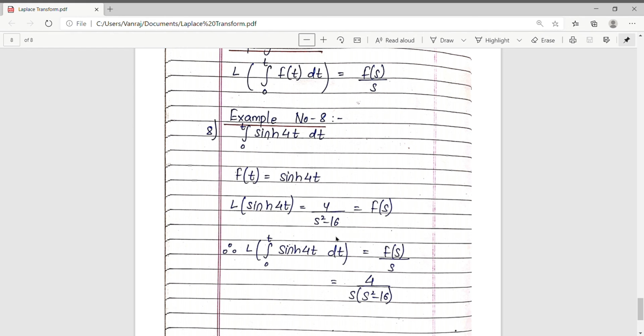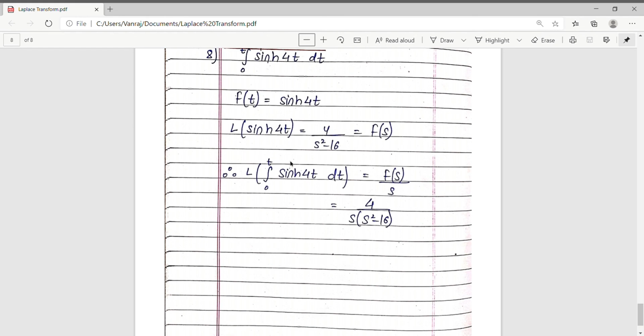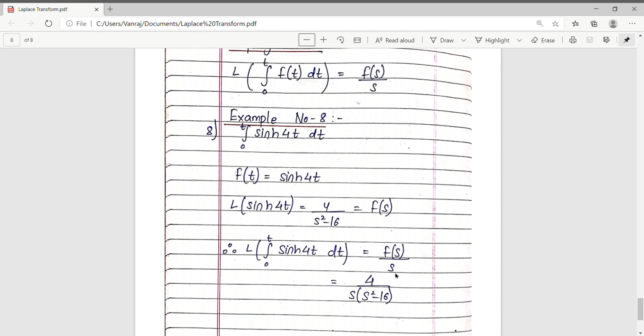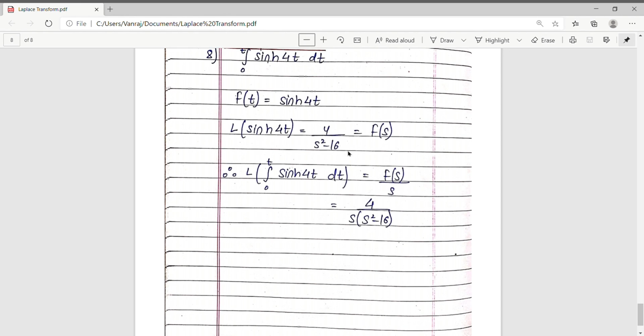Okay, so we will apply property number 8, and property number 8 is, if this is the condition, then we will write here f of s upon s. So f of s upon s, f of s was 4 upon s square minus 16. So simply 4 upon s square minus 16 into 1 by s. So 1 by s is here, therefore we will get our desired answer here.